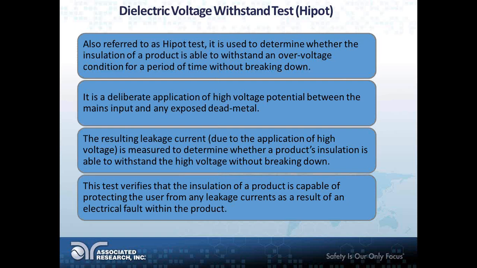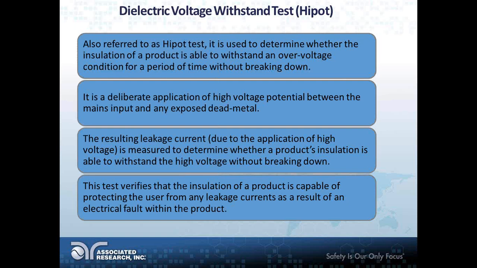The application of high voltage potential between the mains input of a product results in a leakage current. The resulting leakage current due to this application of high voltage is measured, and it's used to determine whether a product's insulation is able to withstand the high voltage without breaking down.